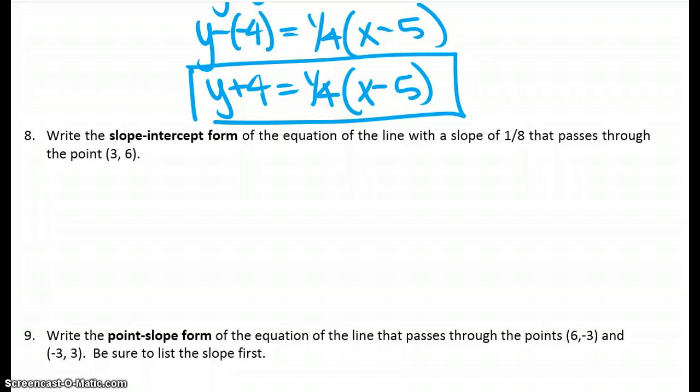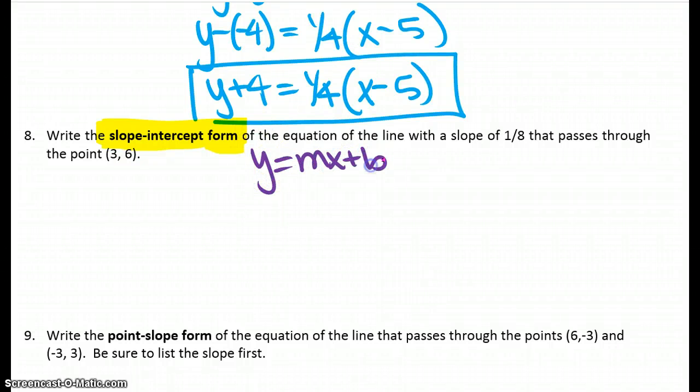Number 8. Number 8 is saying the same thing, right, in slope-intercept form. Sorry, this is actually not saying the same thing, because now I'm back to slope-intercept form. So pay really close attention, because we have only done one of these like this once, and I apologize for not doing more examples. So this is slope-intercept form. Remember, slope-intercept form is y equals mx plus b.